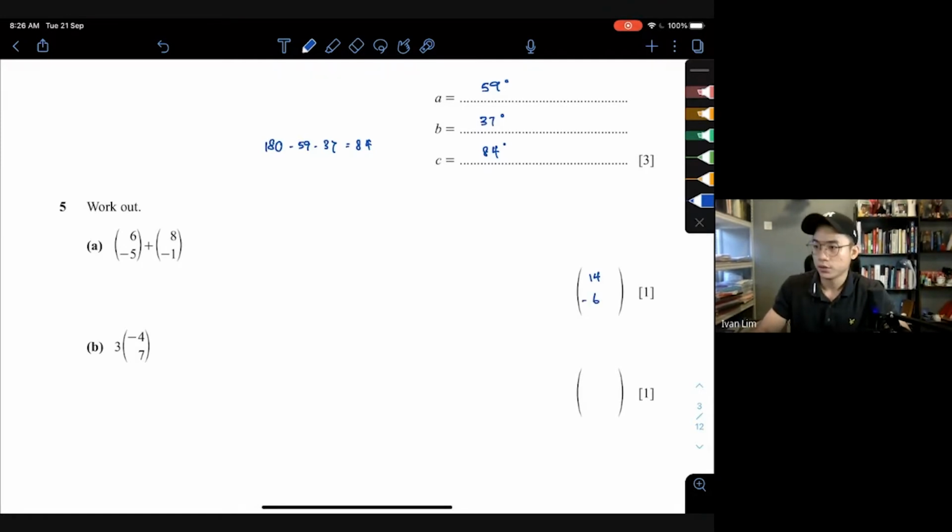Second one, 3 times the column vector (-4, 7). All you need to do is multiply the top and the bottom, the x and y values. So 3 times -4, you get -12. 3 times 7, you get 21. So this falls under your vector topic.